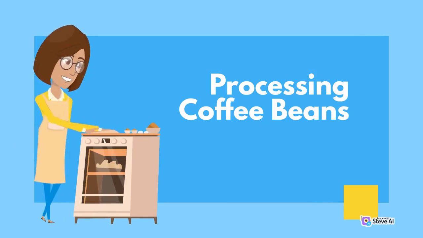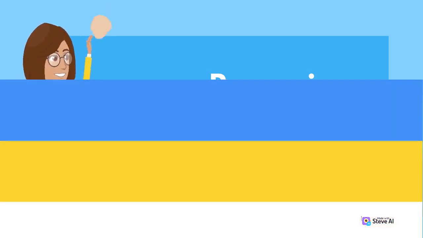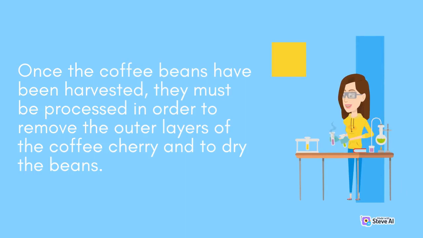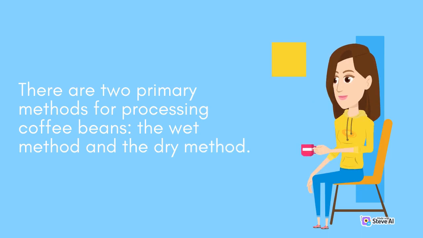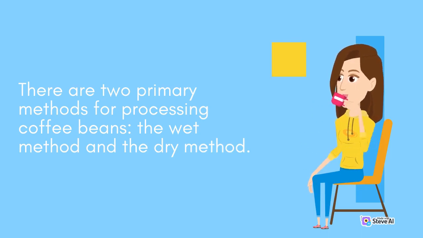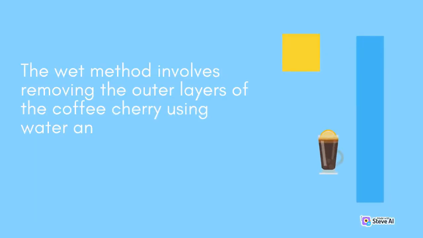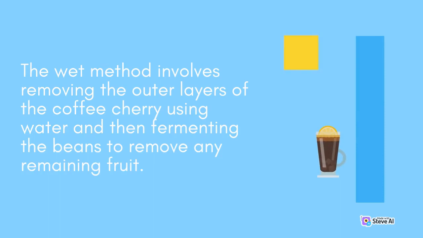Processing coffee beans. Once the coffee beans have been harvested, they must be processed in order to remove the outer layers of the coffee cherry and to dry the beans. There are two primary methods for processing coffee beans, the wet method and the dry method. The wet method involves removing the outer layers of the coffee cherry using water and then fermenting the beans to remove any remaining fruit.